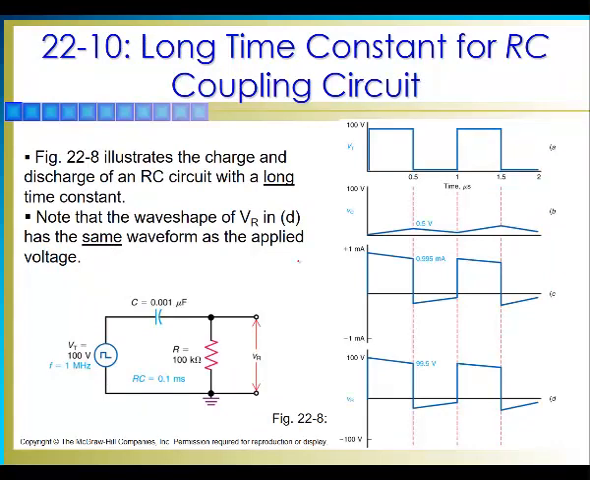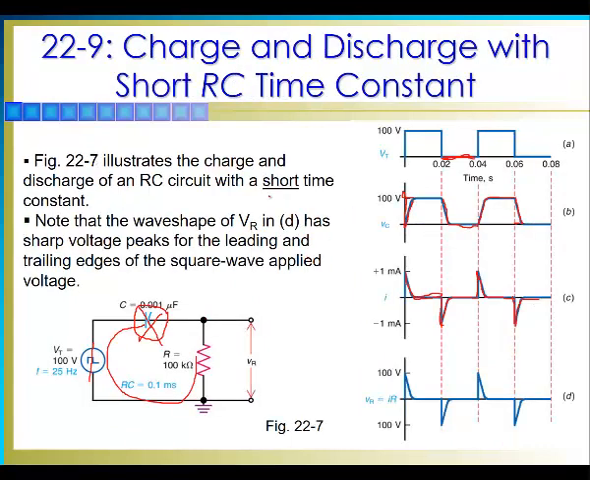Okay, and here is one with a very long time constant. This was with a very short time constant. As you can see, the time constant is very short compared to the duty time of the pulsating voltage. See that? From here to here, that is 5 time constants. So the time constant is very small.